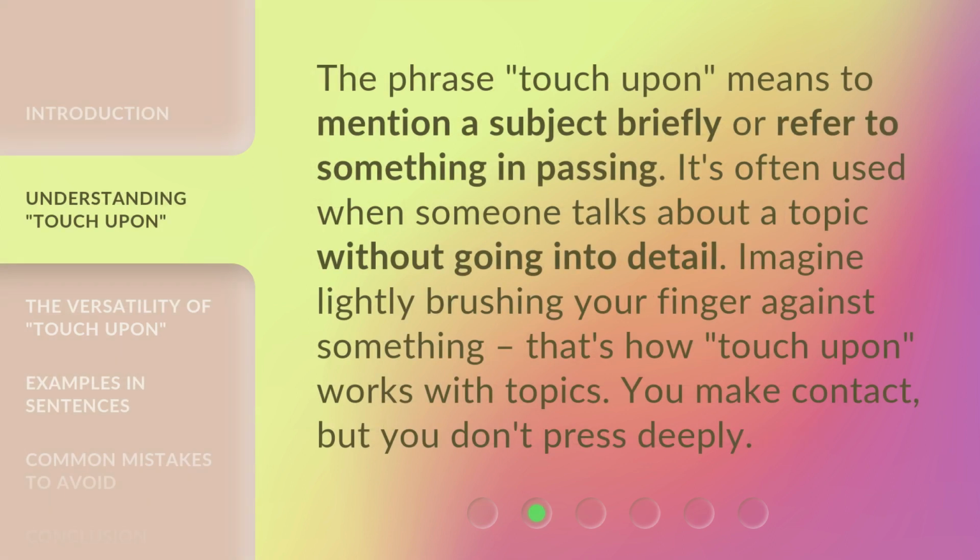The phrase touch upon means to mention a subject briefly or refer to something in passing. It's often used when someone talks about a topic without going into detail. Imagine lightly brushing your finger against something. That's how touch upon works with topics. You make contact, but you don't press deeply.